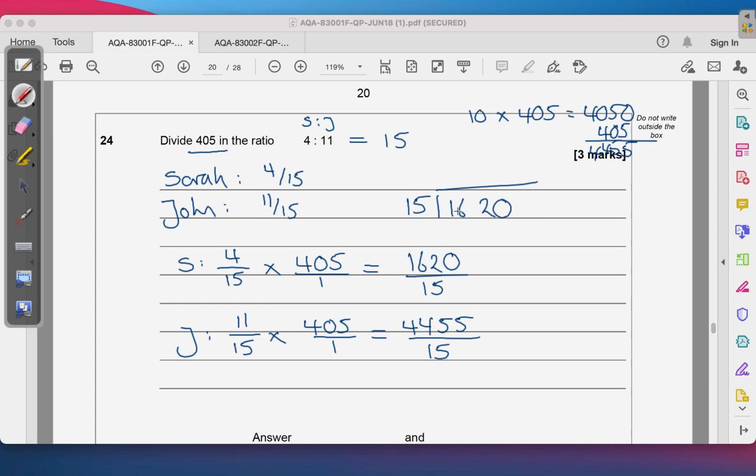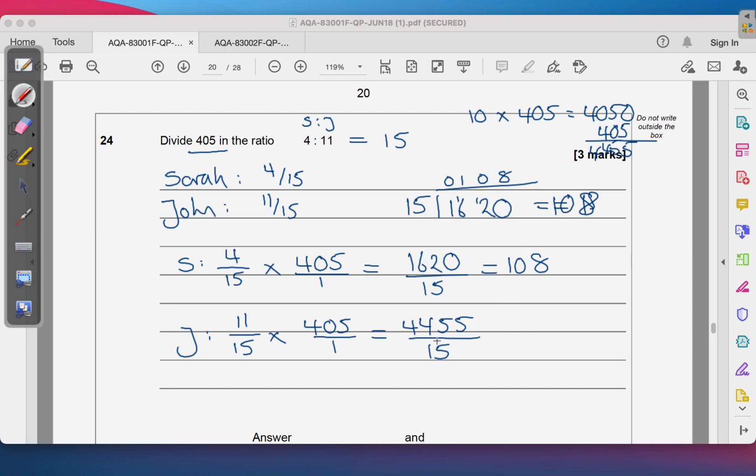So 15 into 1 goes 0. 15 into 16 goes 1 with 1 left over. 15 into 12 goes 0. So 15 into 120 goes 8 times. So the answer is 8. So this is going to be 108.